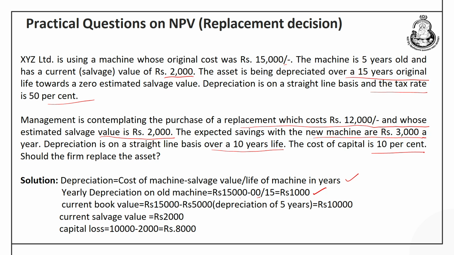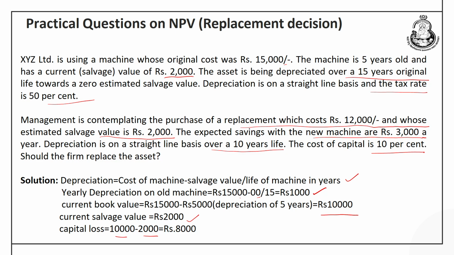Current book value of the machine after 5 years comes out to be 15,000 minus 5,000, that is the depreciation that the company has already charged for 5 years, giving us the current book value of the machine as 10,000. Current salvage value is 2,000, like if the machine is sold in the market, it can expect to get 2,000. Since book value is 10,000 and market value is 2,000, there is a capital loss of 8,000.